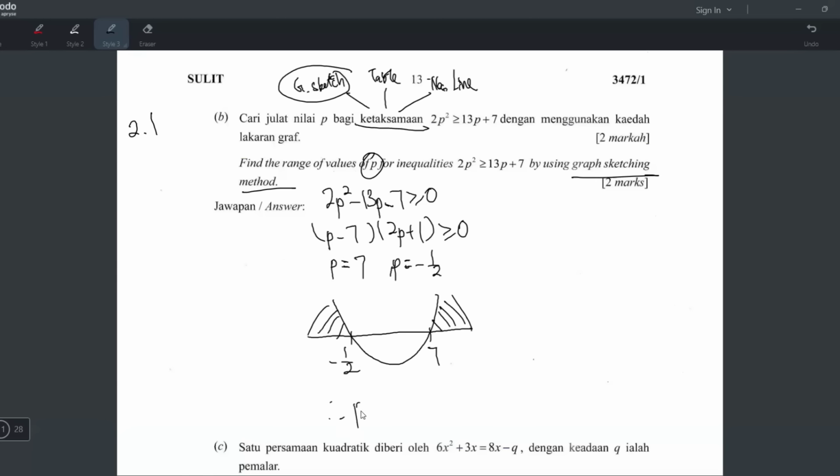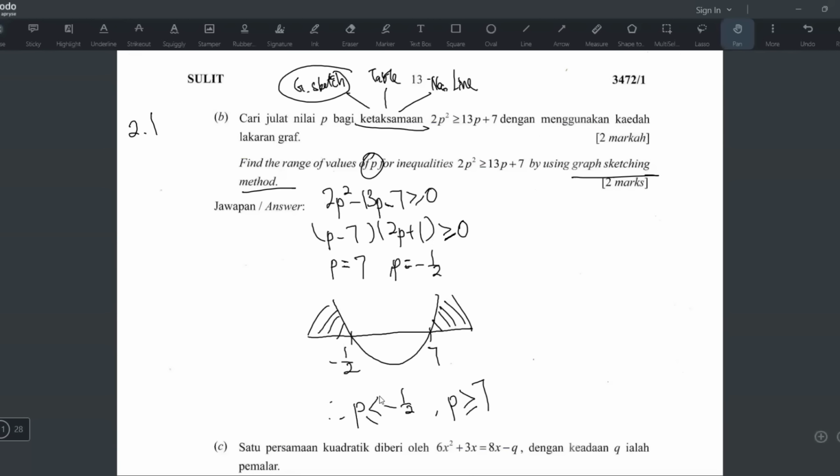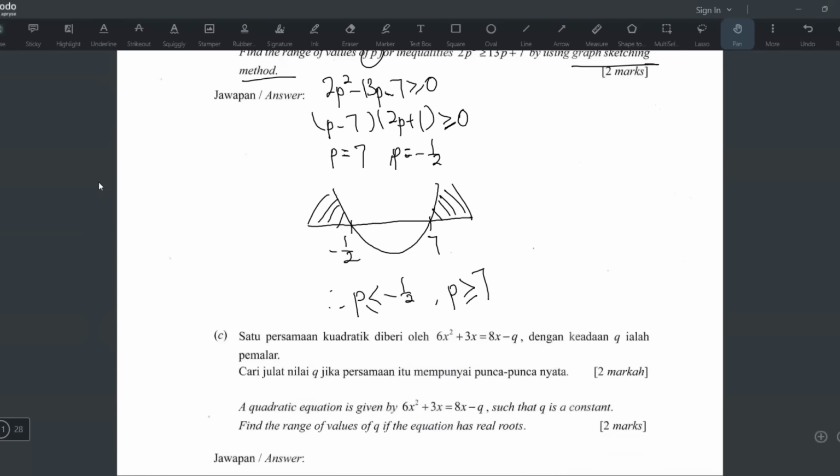Alright, after you are done, you can write the range now. So the range is p smaller than negative 1 over 2, comma, another region here is p bigger than 7. It has a line here, it has equal here. Then put the line. It means the line is actually not important. If it is in the question, you put it. If it is not in the question, no need to put it. Like that. Okay, that's all.